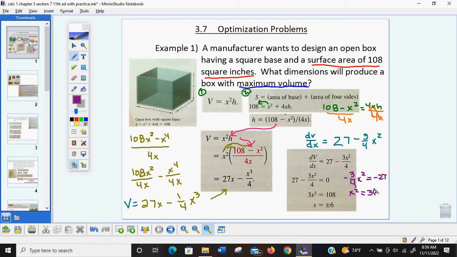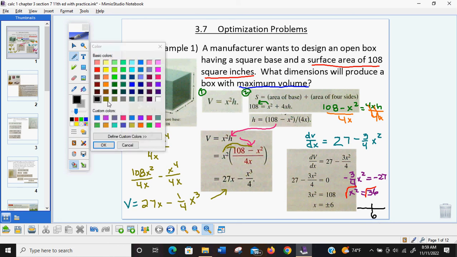Now remember, when you take the square root of both sides, you have to put a plus or minus. And that's how they got plus or minus 6. Now, we know with a problem like this, it can't be negative. It's got to be a positive 6 because we can't have a negative distance here for our x. So we're going to have a positive 6 for our critical value.